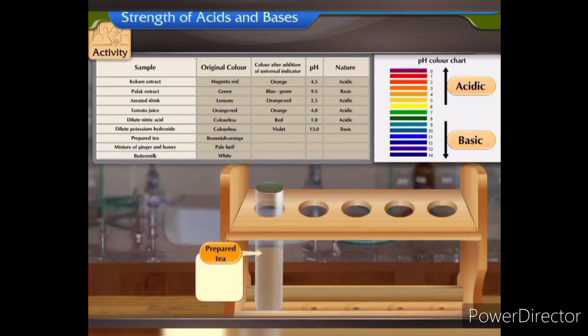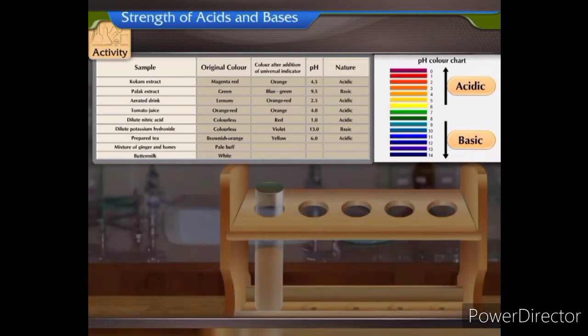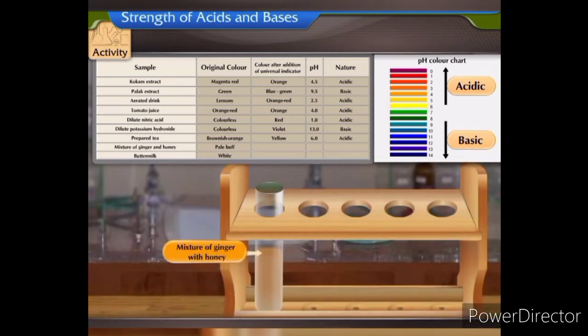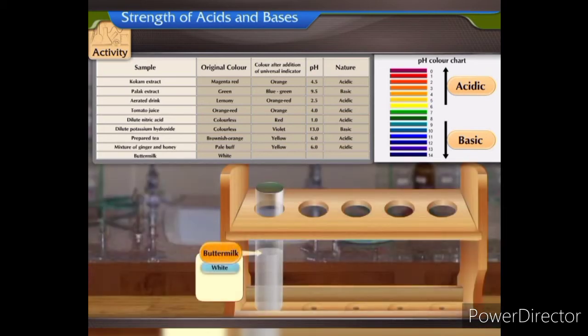Prepared tea was originally brownish-orange in color. Now it has turned yellow. The pH is nearly 6.0. A mixture of ginger and honey was originally pale buff in color. Now it has turned yellow. The pH is nearly 6.0. Buttermilk was originally white in color. Now it has turned orange. The pH is nearly 4.5.